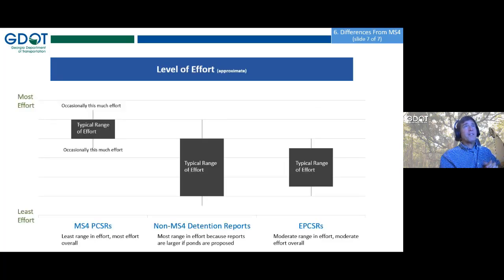All right, this graphic here approximates the level of effort for the different stormwater reports. The MS4 post-construction stormwater report has the least range but the most overall effort. The non-MS4 detention reports have the most range and effort because they could take a lot to do, or they may take very little to do, depending on whether you're actually doing detention or not. That's because the report is much larger if ponds are proposed versus if ponds are not proposed. The Ecology post-construction stormwater report is anticipated to have a moderate range and a moderate effort overall.